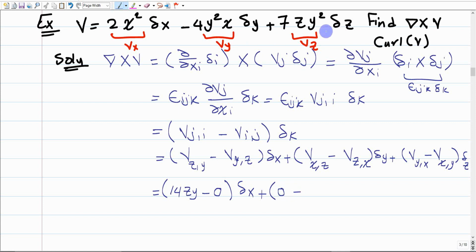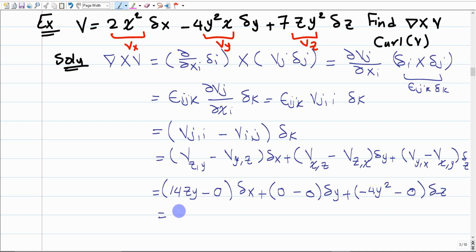Negative Vz comma x. This is Vz. Do you have x's here? No, there is no x. So this term will be 0 delta y. Plus Vy comma x, this is Vy, with respect to x, so it's gonna be negative 4y squared. Negative Vx comma y, do we have y's in this term? No, for the Vx there is no y, so this term should be 0 delta z.